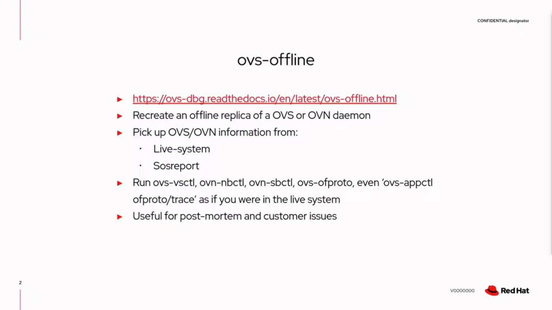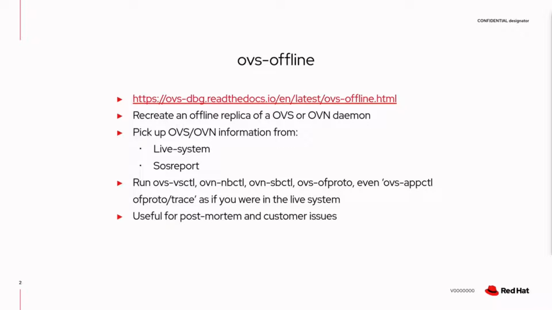So for example, rather than looking through logs or going back and forth with the customer for information regarding what's going on in their OVS setup, we can recreate their setup using ovs-offline and then do something like run an OF prototrace against the offline replica to determine how a certain type of traffic would be handled in their system.